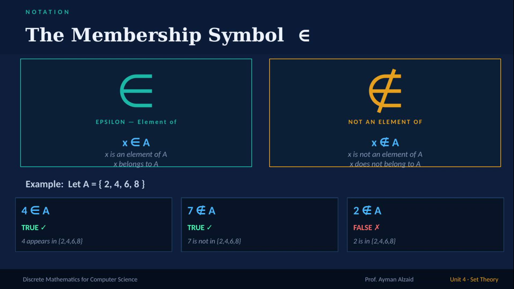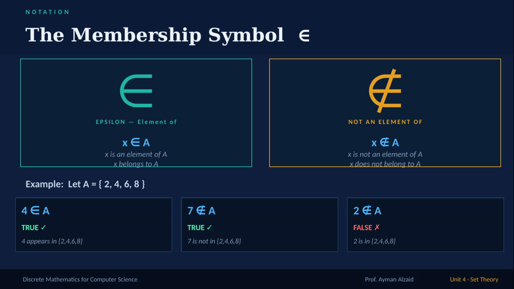To express membership, we use the Greek letter epsilon. When we write x is an element of A, we read it as x is an element of A, or x belongs to A. Its negation reads as is not an element of. These two symbols encode a binary relationship. Something either belongs to a set or it does not. There is no middle ground.